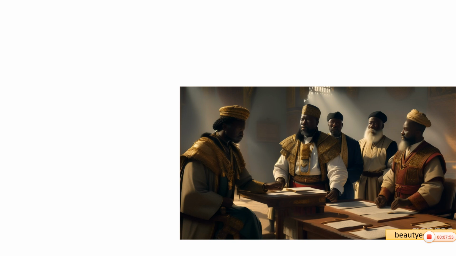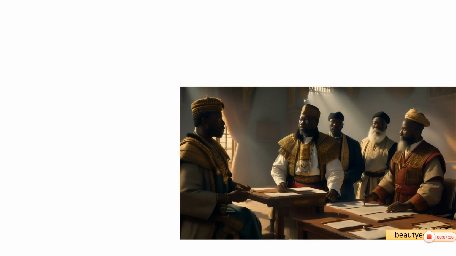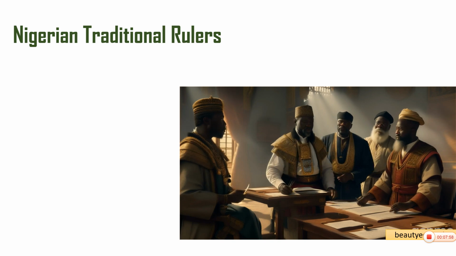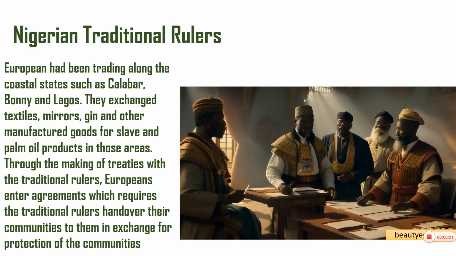Other people who were also involved were the Nigerian traditional rulers. The Europeans had been trading along the coastal states such as Calabar, Bonny, and Lagos. They exchanged textiles, mirrors, gin, and other manufactured goods for slaves and palm oil products in those areas. Through the making of treaties with the traditional rulers, Europeans entered agreements which required the traditional rulers to hand over their communities to them in exchange for protection of the communities. You see the role the traditional rulers played.